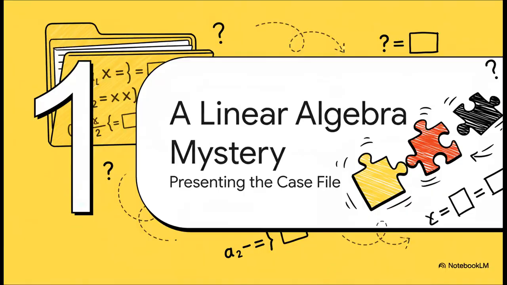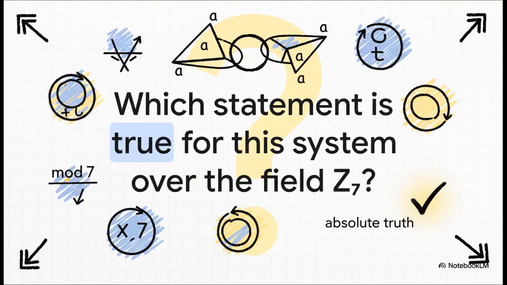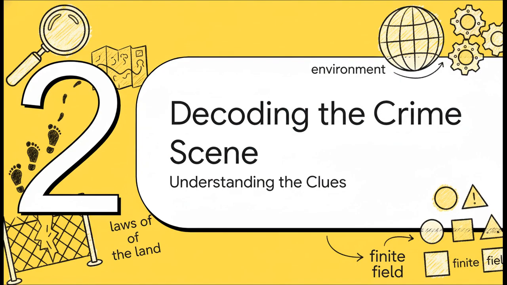Let's do it. First things first, every good investigation starts with the case file, right? So let's open it up. And here it is. This is the heart of our mystery. We've got this system of equations, and see that little parameter a in there? That little guy can change everything. And to make things even weirder, this whole thing is happening in a place called Z sub 7. Our job? Figure out for which values of a this system gives us one solution, no solution, or a whole bunch of them.